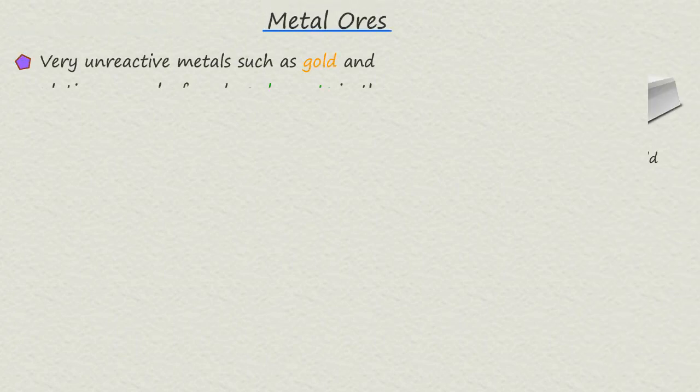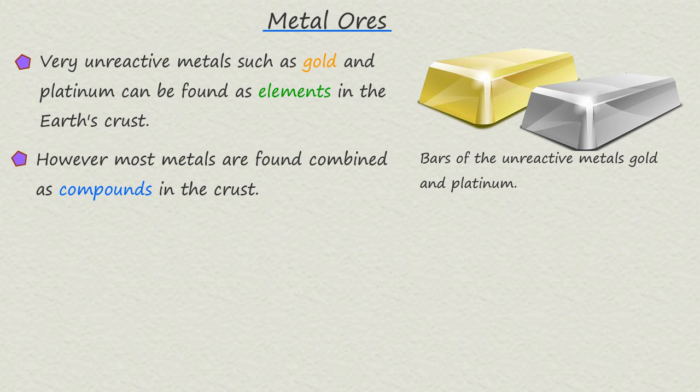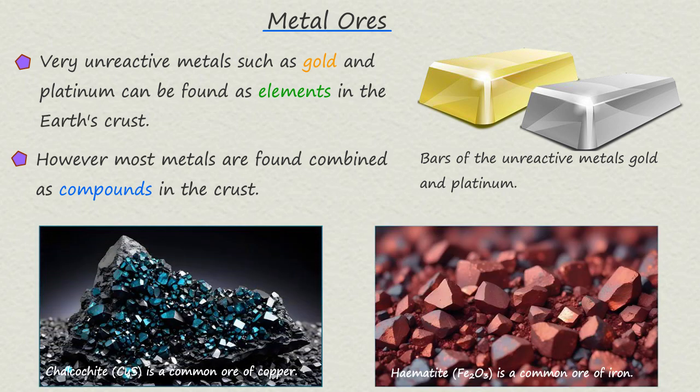Metals at the bottom of the reactivity series, such as gold and platinum, can be found as elements in the Earth's crust. However, most metals are too reactive to be found as elements, since they will react with other elements around them, such as sulfur and oxygen, to form ionic compounds.